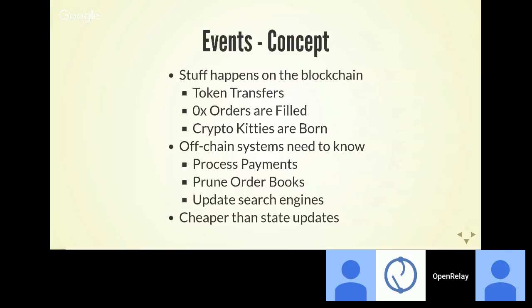in the real world. For OpenRelay, as a 0x relayer, one of the things that we have to do is, when an order gets filled, prune that order out of our order book so that we do not send anybody outdated information. When a CryptoKitty is born, the people who manage the CryptoKitties website might want to update their off-chain search engine so that people can see what CryptoKitties exist as soon as they come into existence.